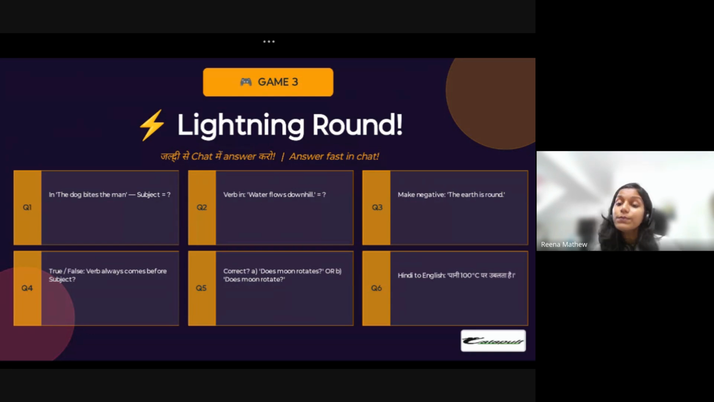Verb kya hai? Verb identify karo first. That is easy. It is easy to identify the kriya because it's the action. Bites is the action, and then you ask, who is biting? The dog. So the dog is the subject. Very good. The man is not the subject. The man is the object. What is the dog biting? The man. The man is being bit, so the man is the object. We'll move to the next question.